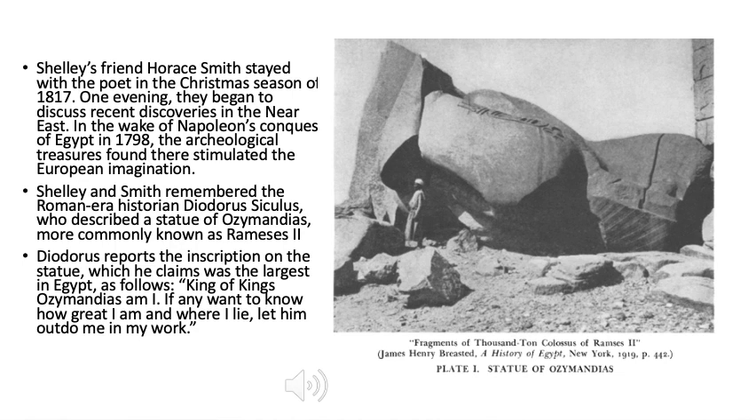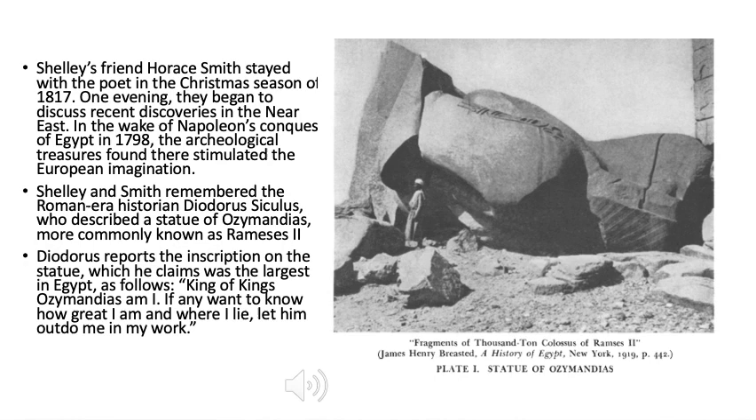So the story goes that Shelley's friend Horace Smith stayed with the poet during the Christmas season of the year 1817, and it is believed that they were discussing archaeological findings in various sites of the ancient Egyptian civilization, something that fascinated the European imagination around that time, and they probably recalled the work of the historian Diodorus Siculus, who described in one of his works the statue of Ozymandias, or the one who was known as King Ramesses II.